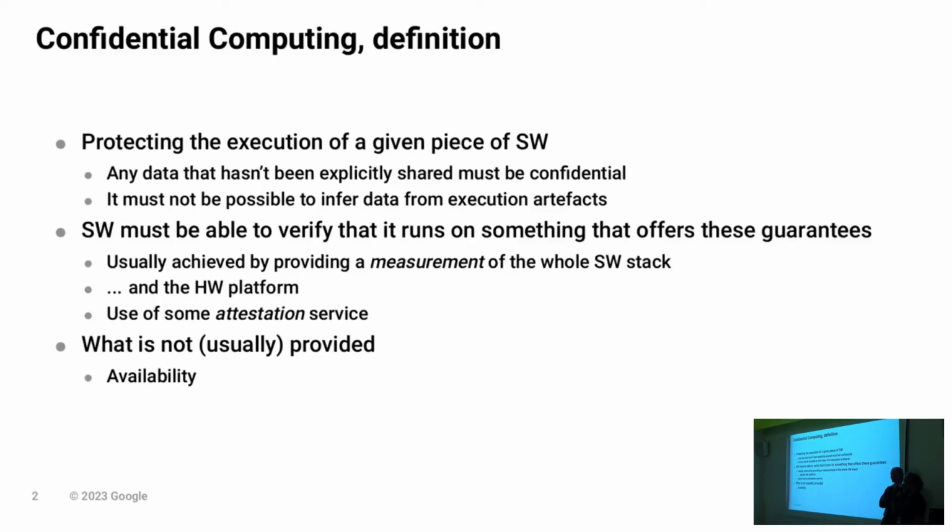So this is what confidential computing is supposed to give you. Basically, you don't leak data. You can't infer data. Your data is safe. Software is able to verify that the platform has these properties. That's attestation, usually. And overall, what is not guaranteed is availability. You don't know whether you're going to be scheduled or not, but that's denial of service. In general, nobody cries too much about that.